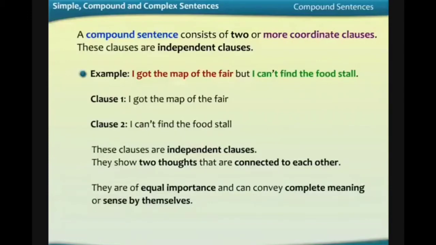For example, see, I got the map of the fair, but I can't find the food stall. So here we know two clauses are given and both are independent clauses. I got the map of the fair. There is a complete meaning in that sentence. Second one, see, I can't find the food stall. So this clause is also having complete meaning. So these two clauses being joined by conjunction but. So these clauses are independent clauses.